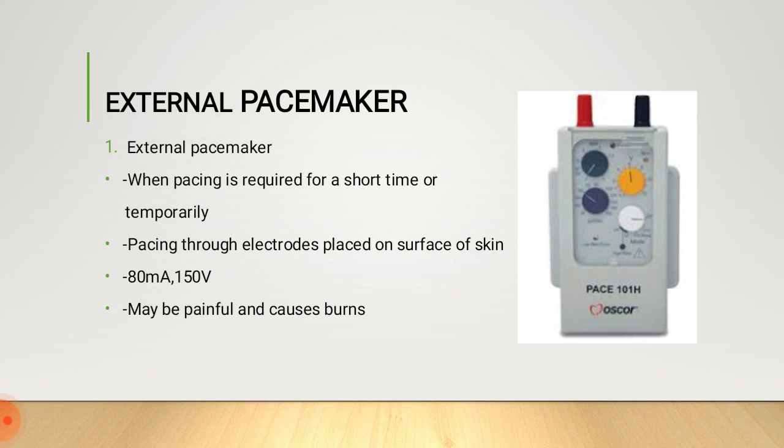In an external pacemaker, 8 milliampere current and 150 volt voltage source is required because the human body is covered with skin, so a high current source is required to regulate the heartbeat. The main disadvantage of using the external pacemaker is that it can cause burns or pain.